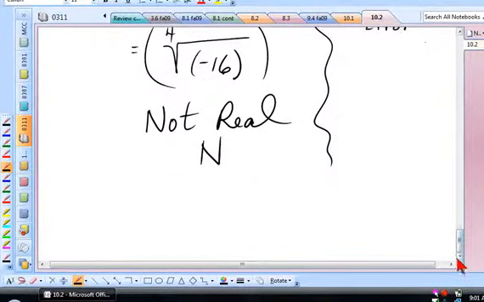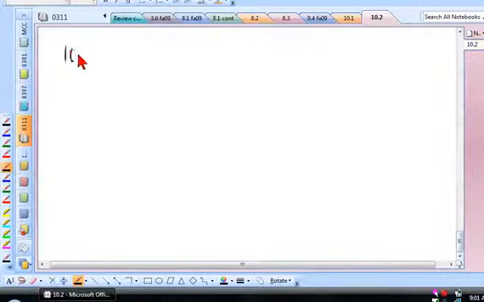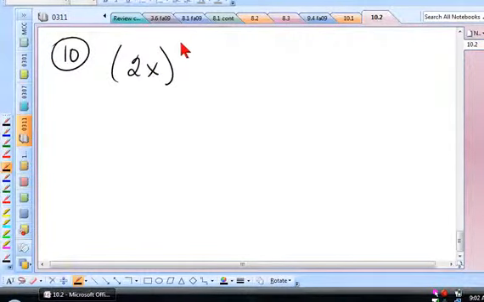Okay, let's look at 10. I have base, in parentheses, 2x raised to the 3/5 power. Use radical notation, simplify if possible. There are two ways to write this. I've got a radical sign. Because that 2x is in parentheses, I'm going to leave it in parentheses. What will be the index? What has to be the index? 5.